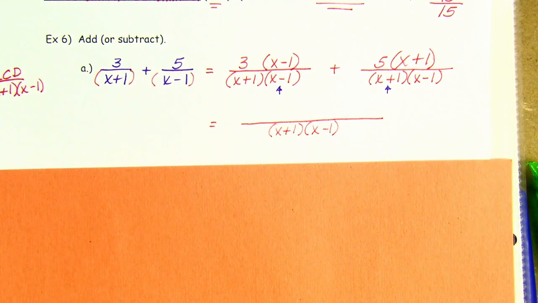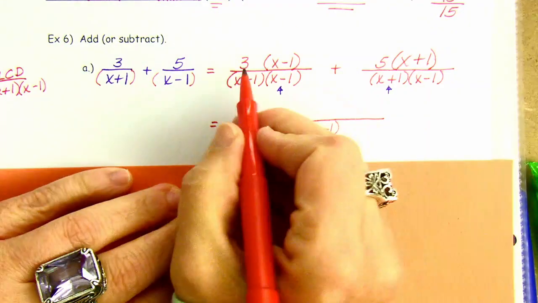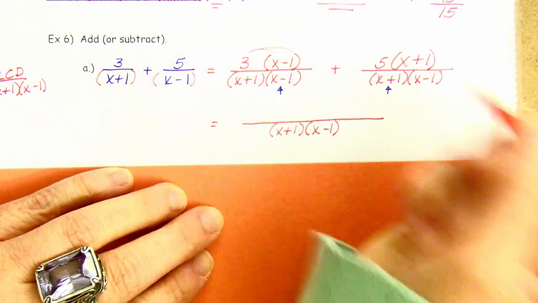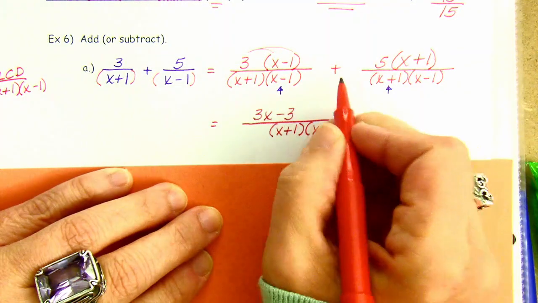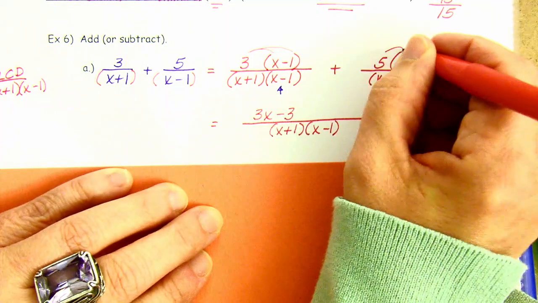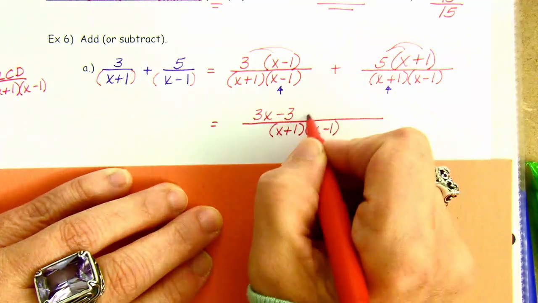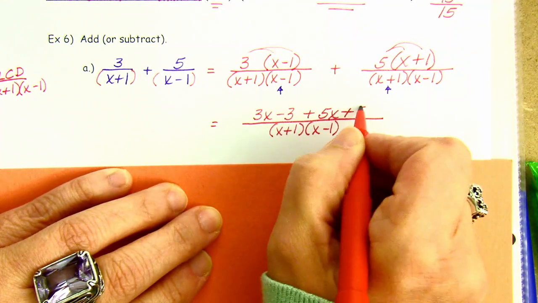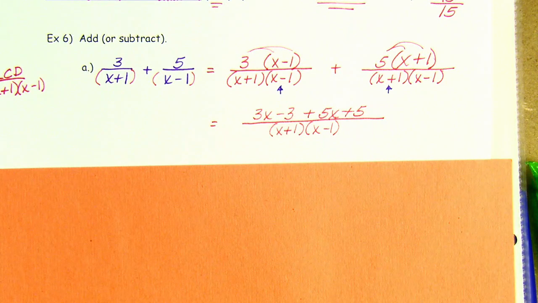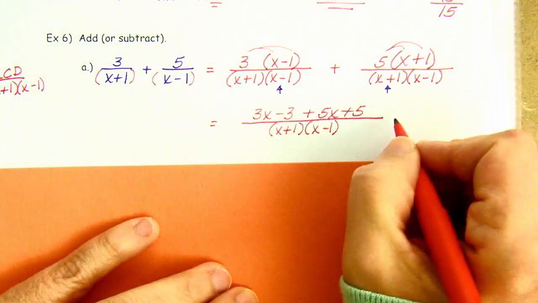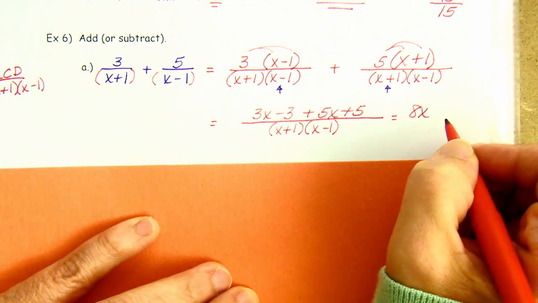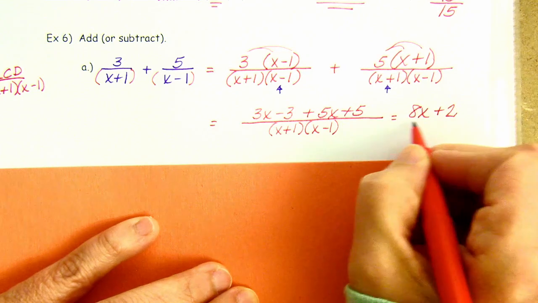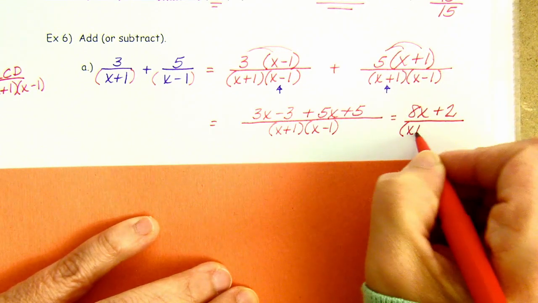And you're going to distribute. Okay, so you're going to distribute here. 3x subtract 3. You're distributing a positive 5, so it's 5x add 5. We're going to combine like terms. 3x and 5x is 8x. Negative 3 plus 5 is positive 2. We're going to put that over the 1 common denominator.